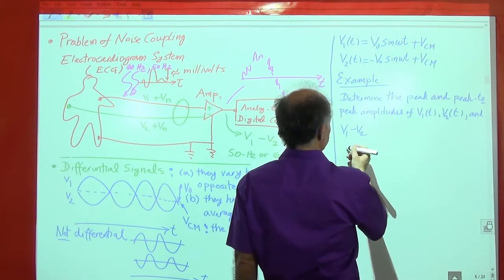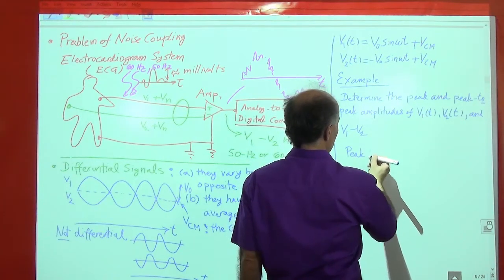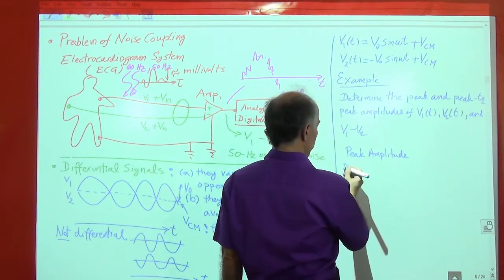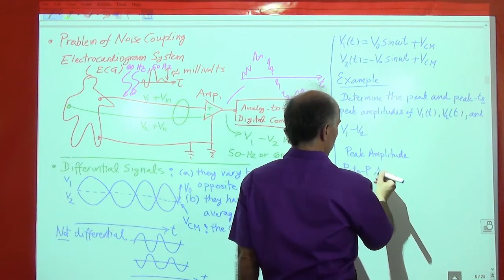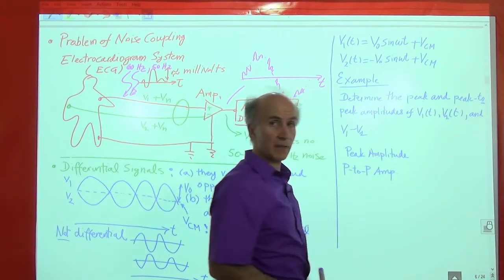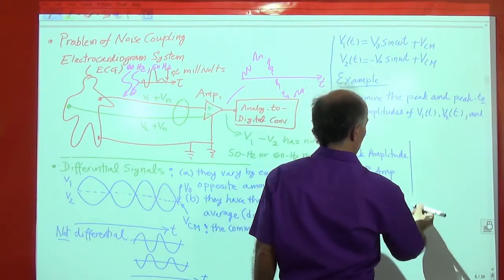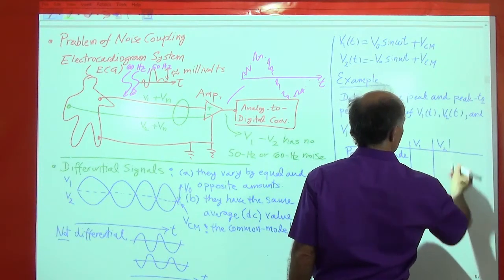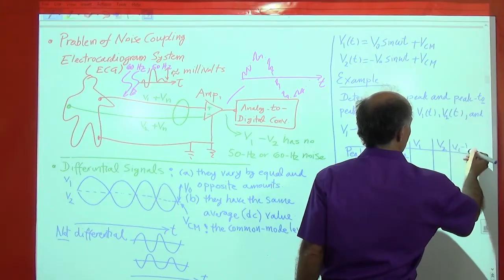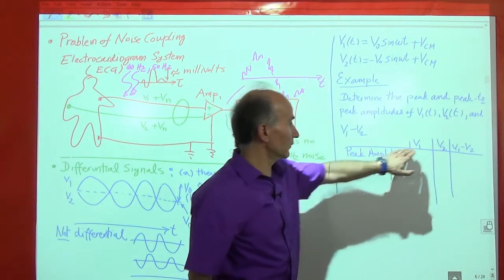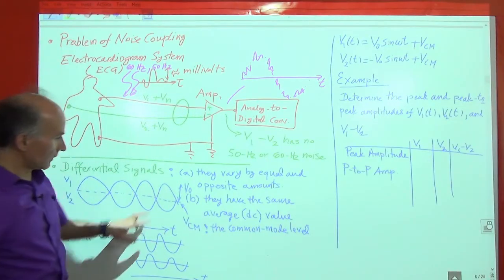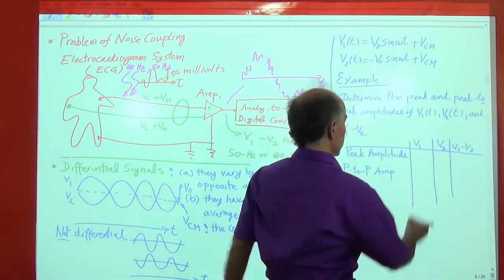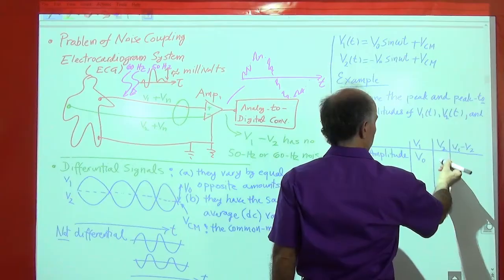So we say peak amplitude and peak to peak amplitude. Okay, these are the numbers we're interested in. And then what we have are V1, V2, and V1 minus V2. What is the peak amplitude of V1? Well, as we saw in this waveform, it's just V0, right? From here to the peak is V0 from the DC value. You can also see it here. So that's V0. And similarly V2, V0.